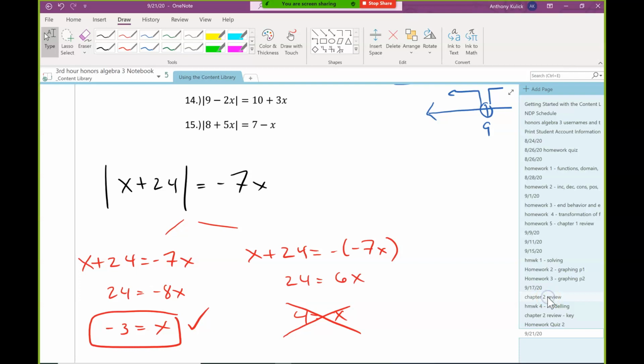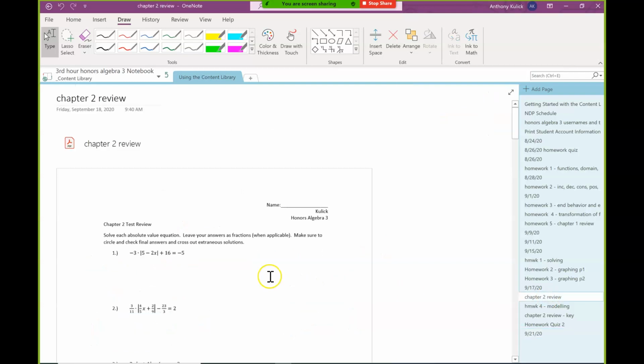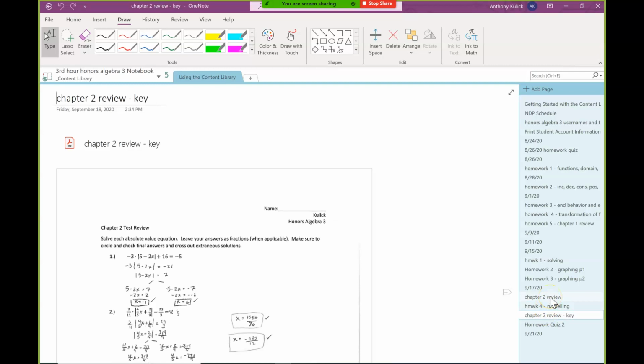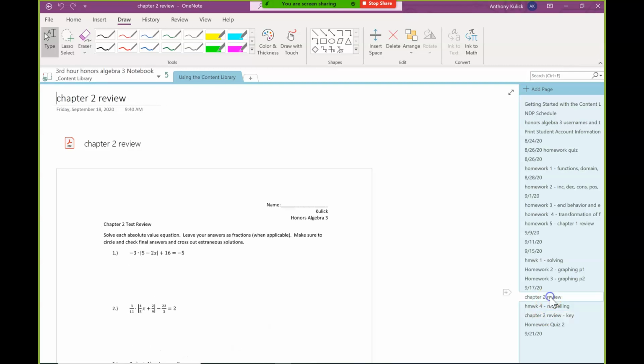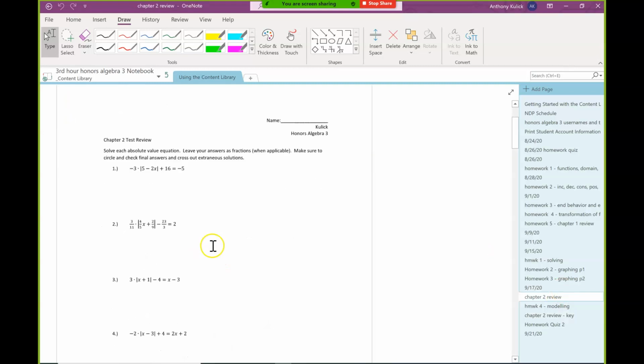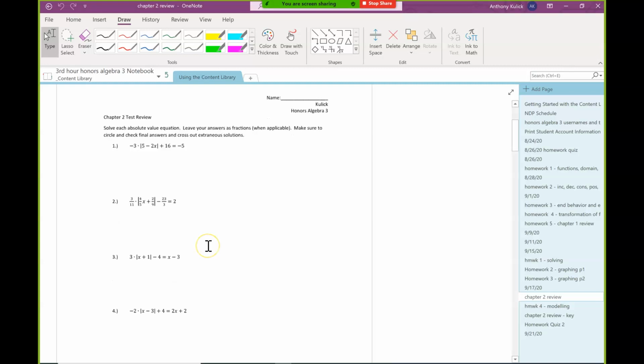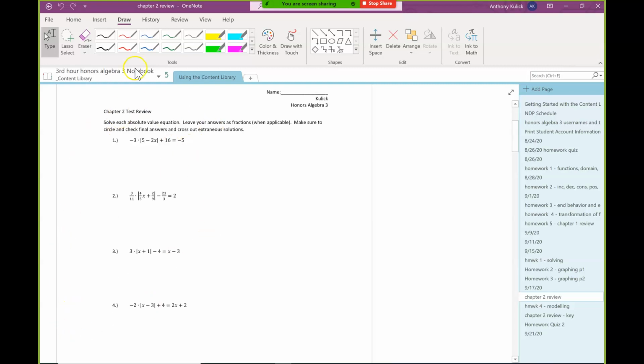So we have the test review that I've posted, and I have the key to go along with it, right? You guys have hopefully seen that on the content library. So the format for the test is basically going to be identical to the test review. The only difference is there might be fewer questions in some of these sections. Yes, Joe? You only phrase it the same way? Yep, the directions will be identical.